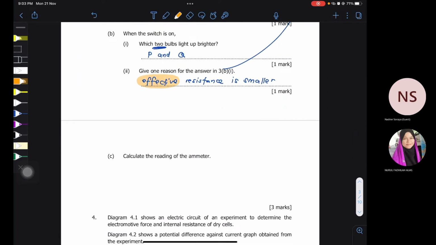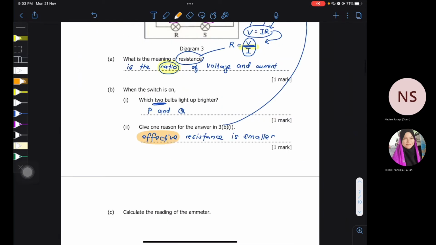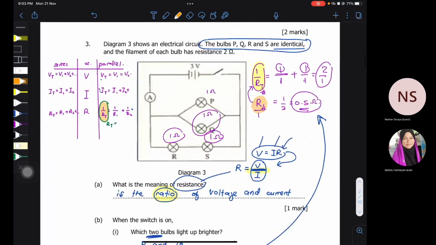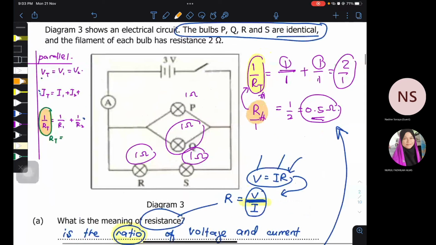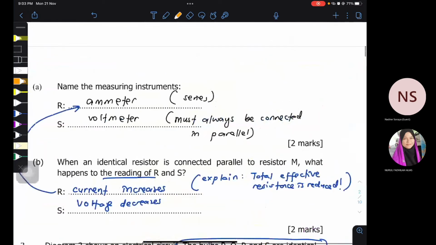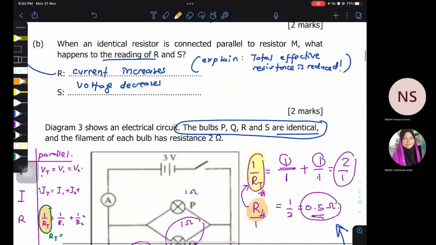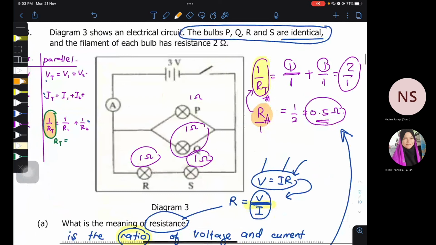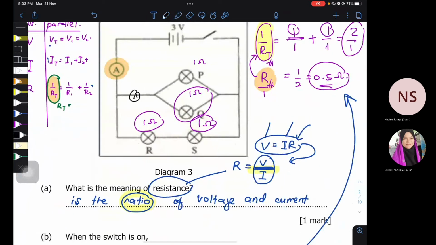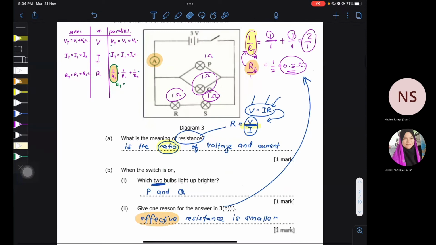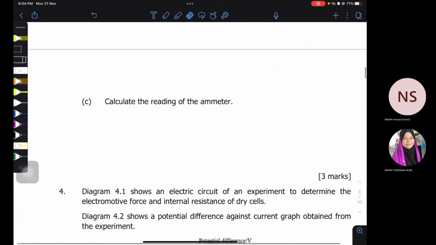Okay, C, calculate the reading of the ammeter. Jadi kat sini ammeter kat mana? Ammeter tu selalu, tadi kita dah cakap, ammeter must always be placed in series. So kat mana kita tengok? Okay, so sini. Tapi ammeter boleh juga di sini. Ammeter boleh di sini. Ammeter boleh di sini. Tapi for this question, hati-hati kat mana satu. Okay, ammeter yang tu kita dah highlightkan, the orange one.